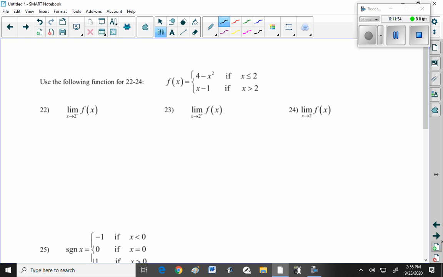Okay, 22, 23, and 24, I'm doing this function. As x approaches 2 from the left, I'm dealing with this guy. So I get 0, because if I plug in there, it's nice and polynomial, I get 0. If I'm approaching from the right, I'm dealing with the x minus 1. That gives me 1. So this limit does not exist.